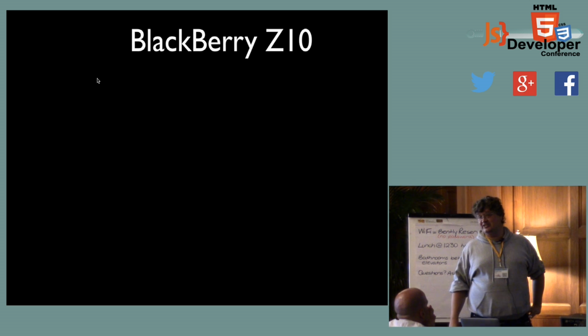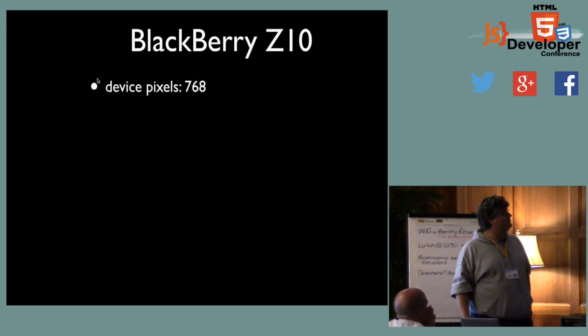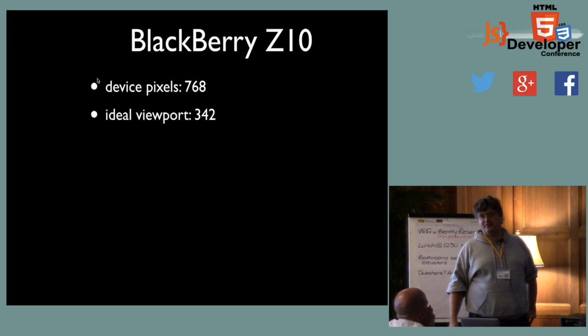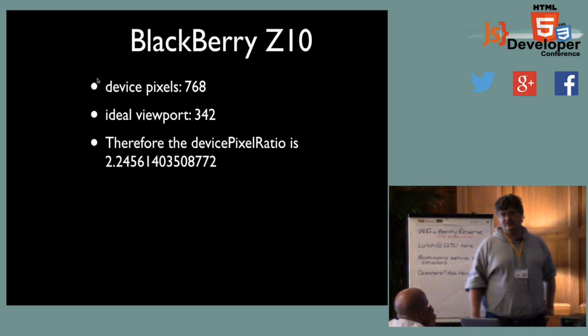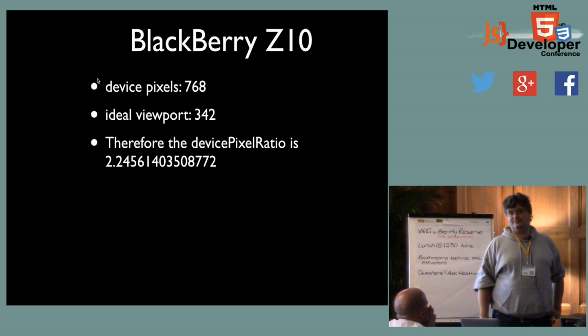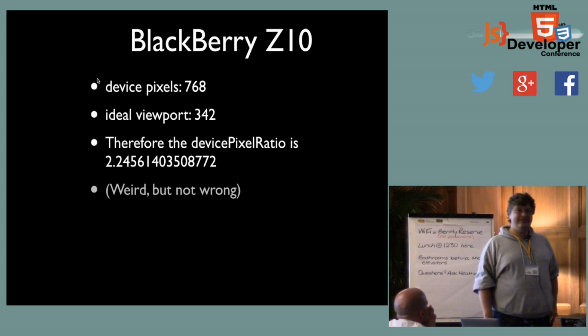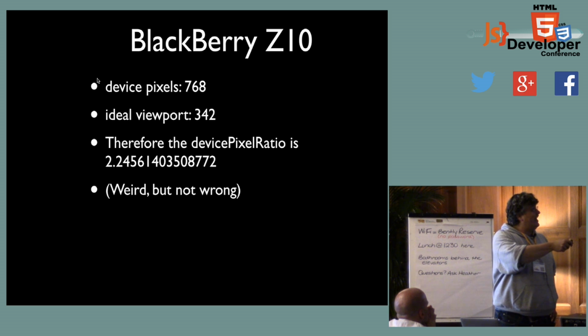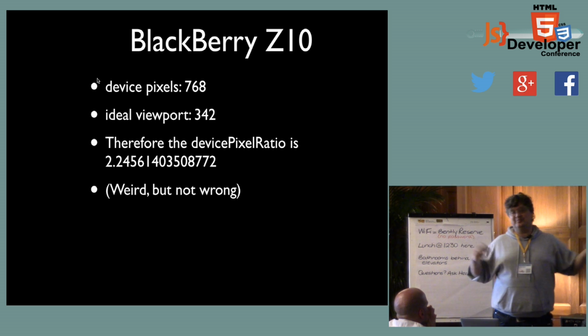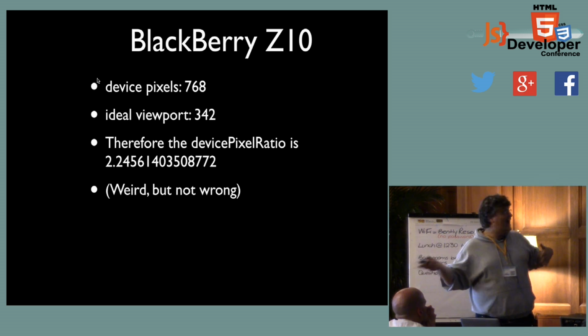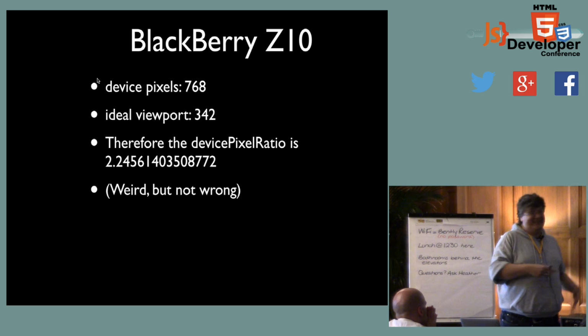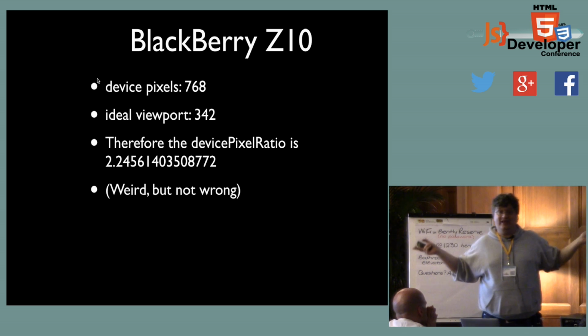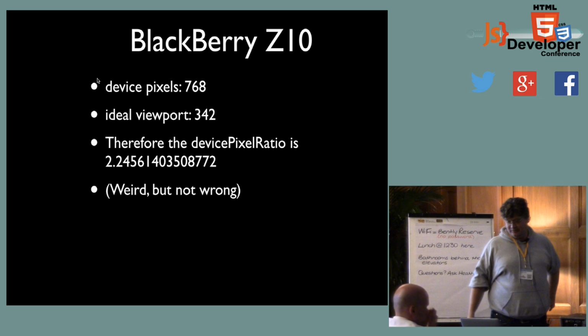Finally, the BlackBerry Z10, which we already saw, has 768 device pixels, an ideal viewport of 342, which gives us this device pixel ratio. Again, this is weird, but it's not wrong. It's simply a mathematical calculation. I mean, the device pixels are what they are. The ideal viewport sounds a bit weird, but actually makes sense on the device. And if you divide them, you just get this, and it's okay. It's how stuff works on the BlackBerry Z10.